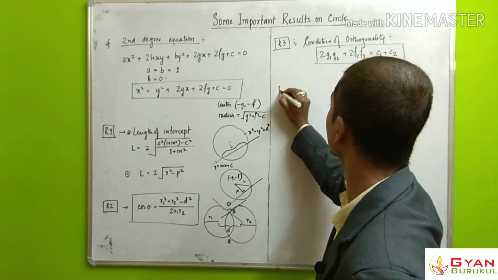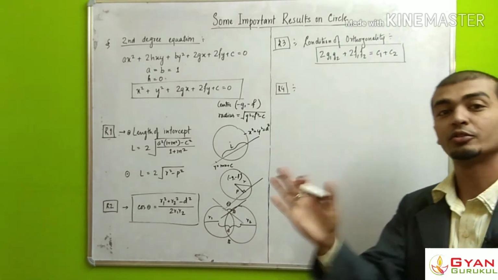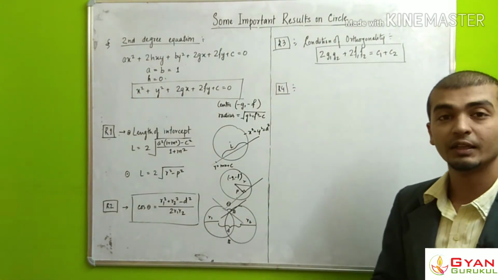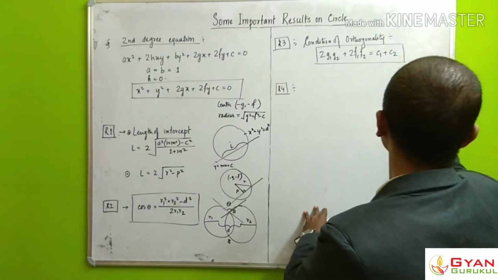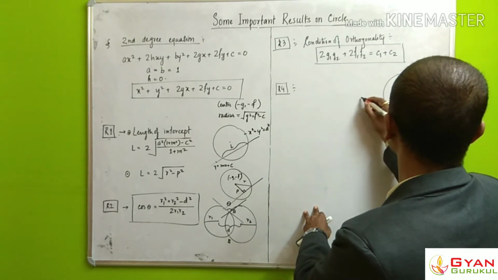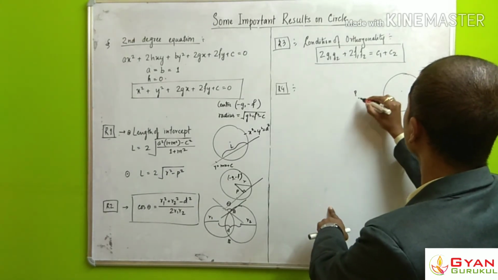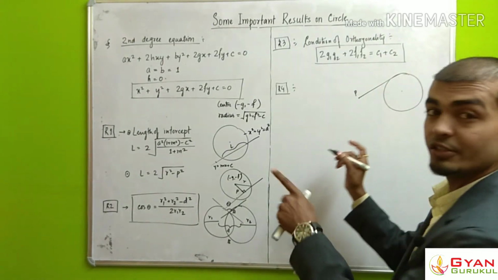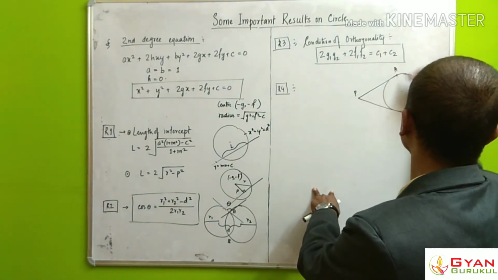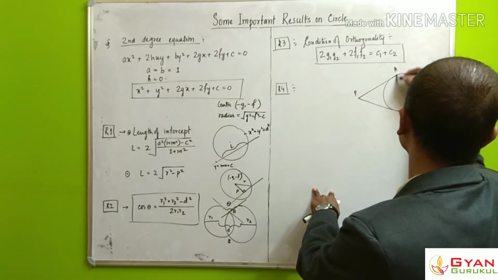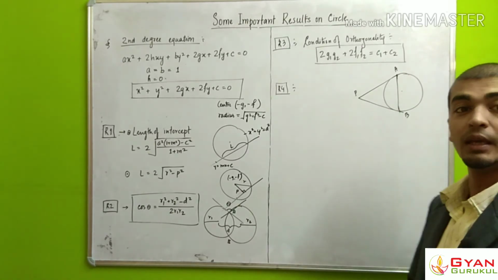Next, result number 4. This result is associated with the area of the triangle formed by the chord of contact with the pair of tangents. Suppose I draw any circle, and this is an external point, say P, and from this external point I can obviously draw how many tangents? 2. That means a pair of tangents. Now suppose these are the points of contact A and B. If you join this chord of contact, you are creating a triangle PAB.